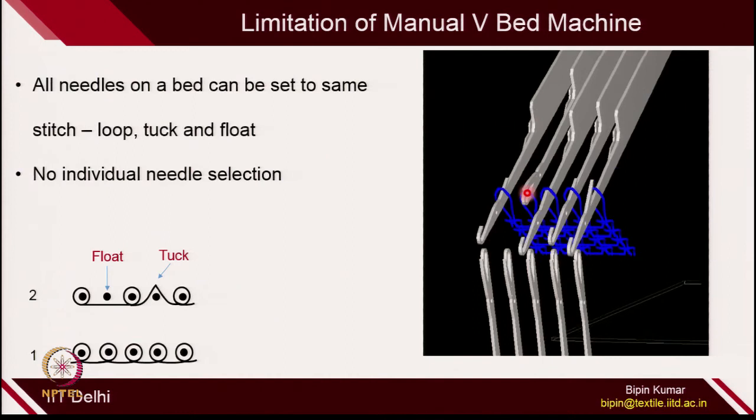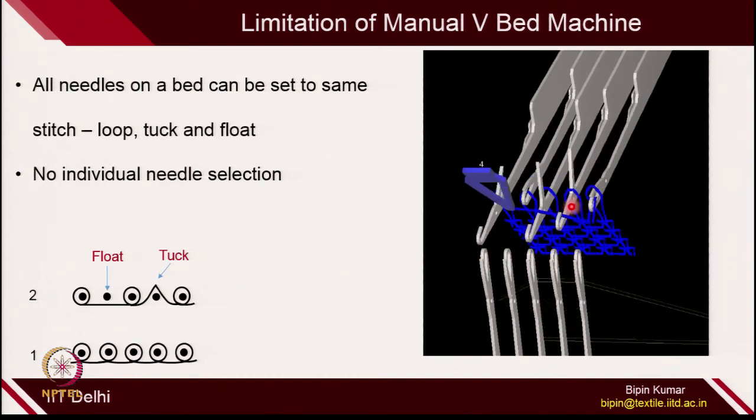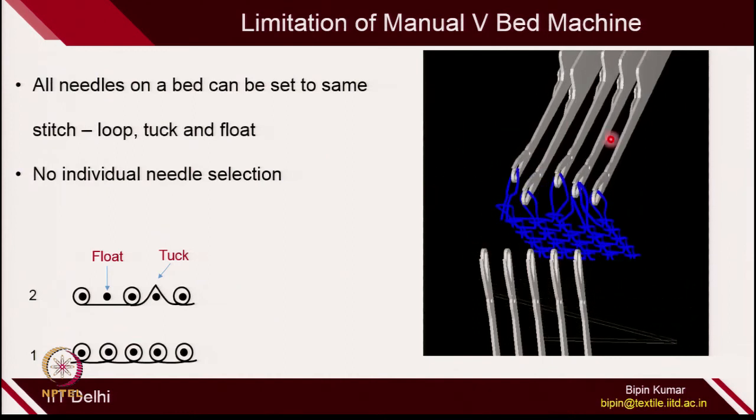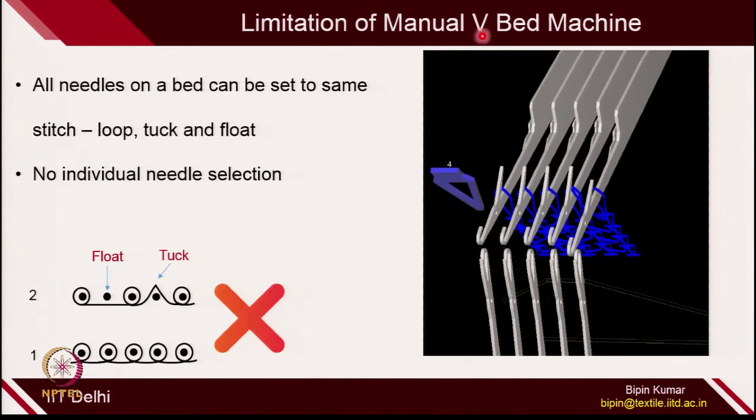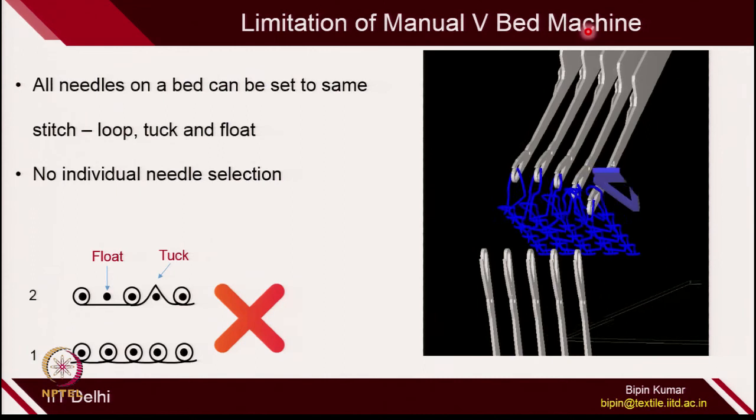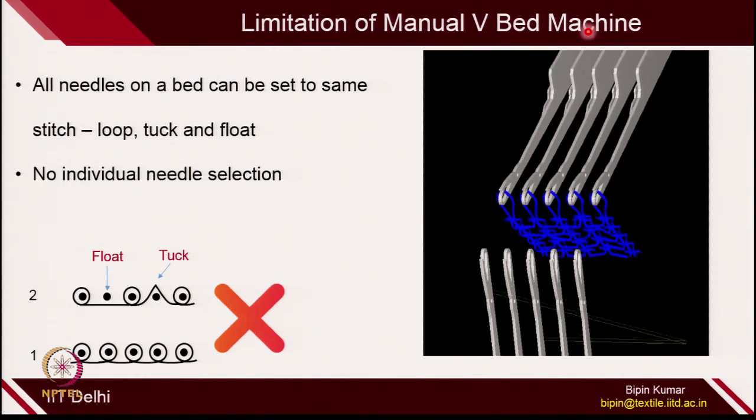If you see, this needle is not working and this needle is making a tuck. So unfortunately, this course we cannot make on a manual V-bed machine. This is a problem with the manual V-bed machine. Another limitation you can observe on a manual V-bed machine is feeder selection.